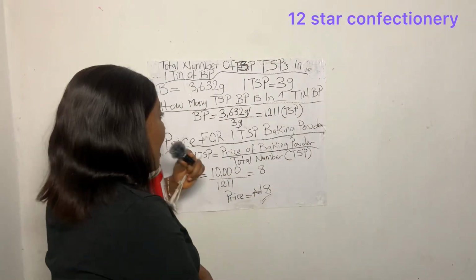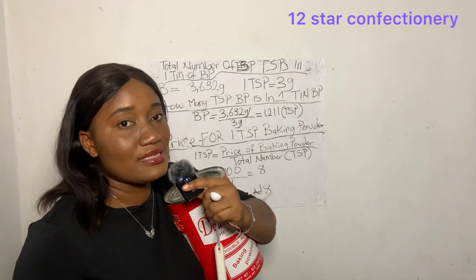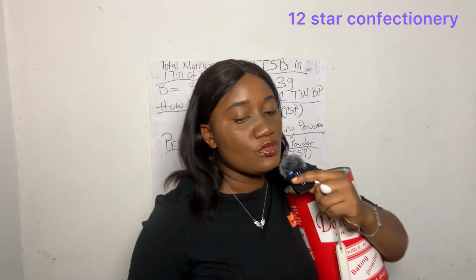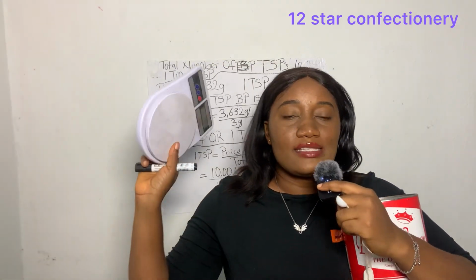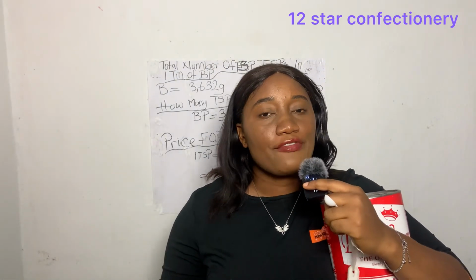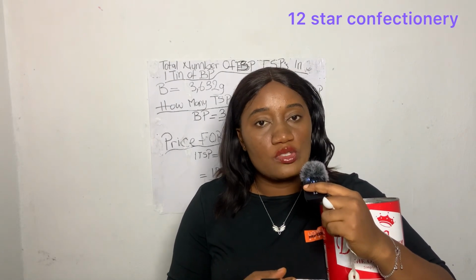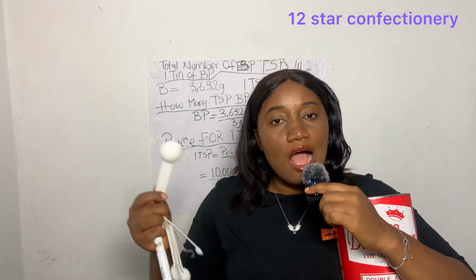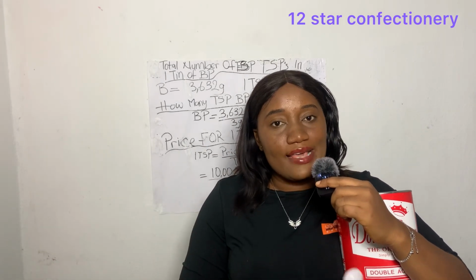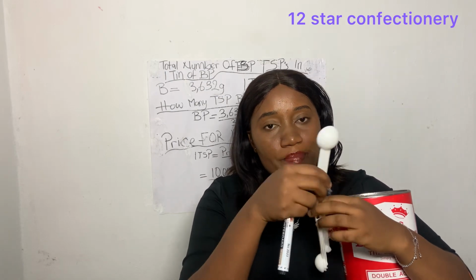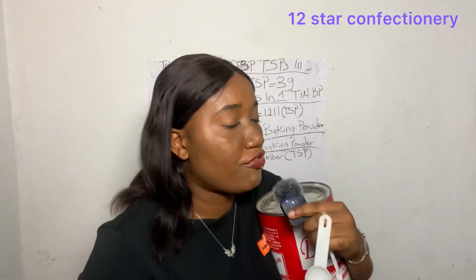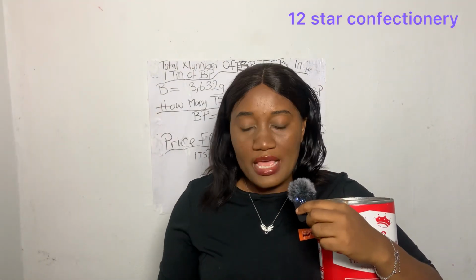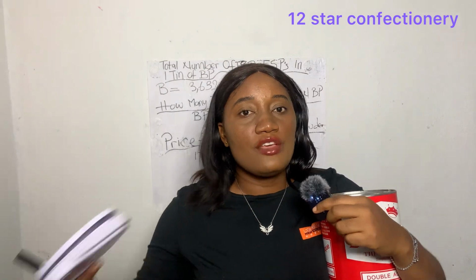Now, after calculating that, you also do the same for tablespoon. All you need to do for tablespoon is take 1 tablespoon and measure it on your scale. If you want to know how many tablespoons of baking powder are in this particular tin of baking powder, all you need to do is use the same formula. Just fetch 1 tablespoon of baking powder from here, place it on your scale, and it will give you 9 grams.